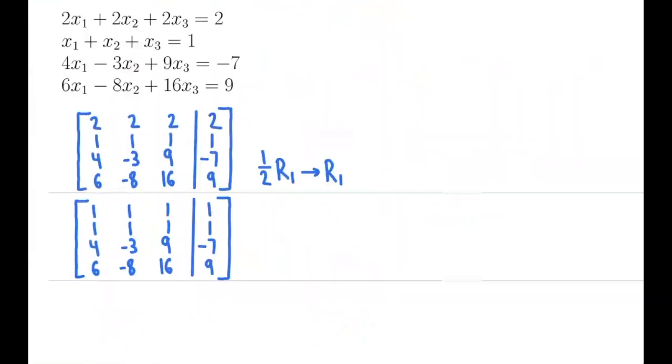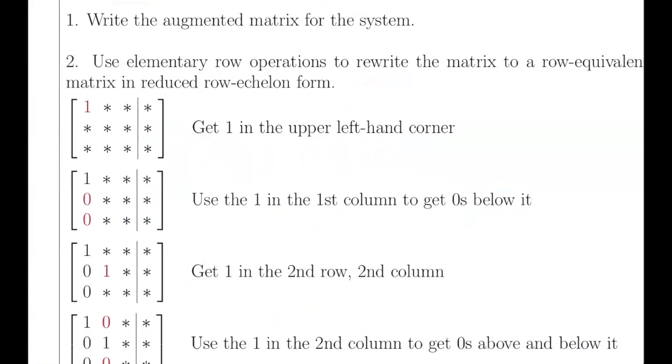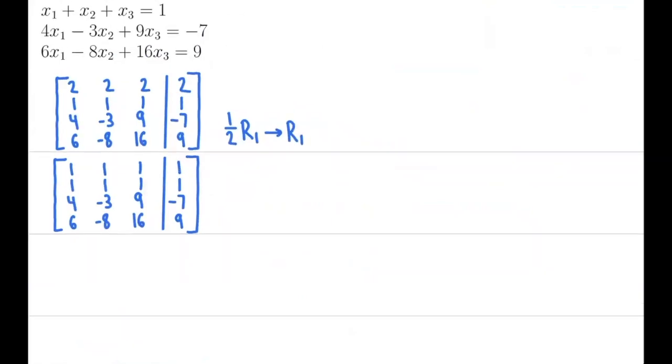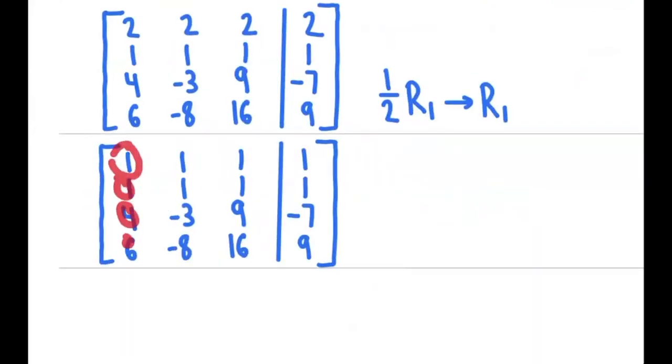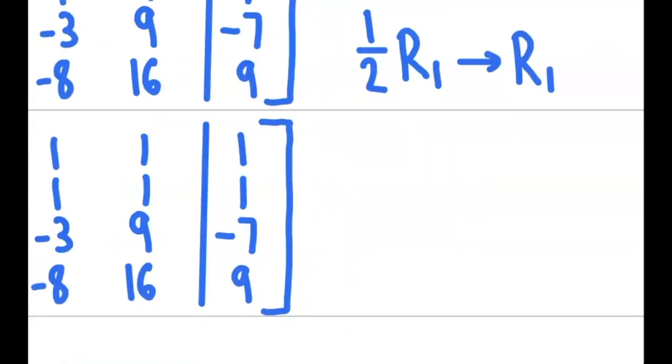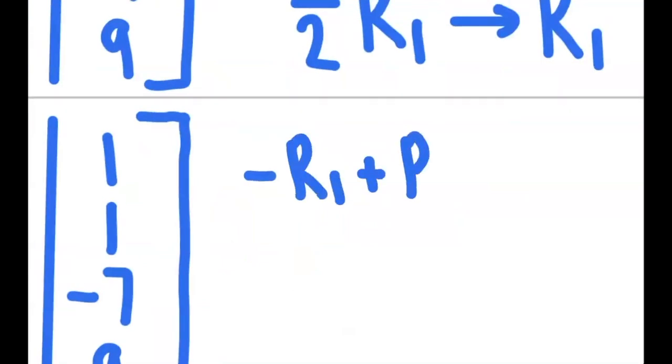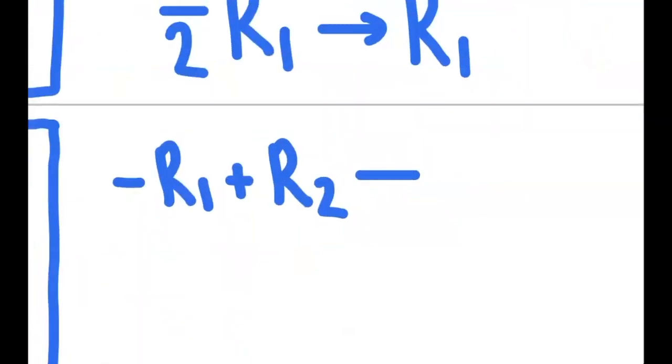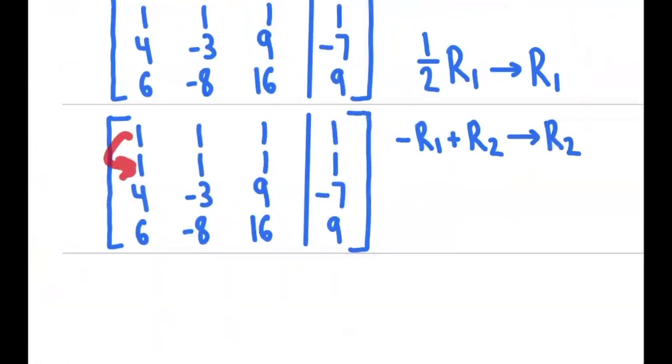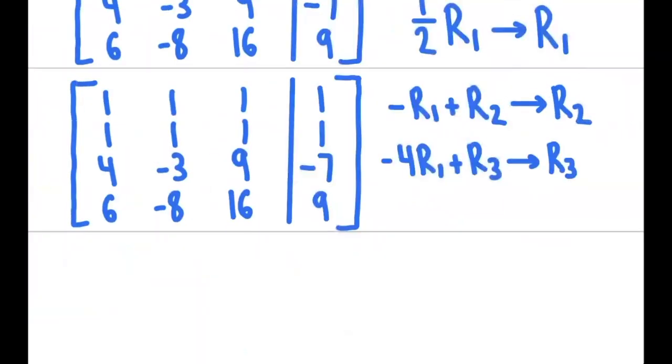So now back to my table here. I'm going to use the 1 in the first column to get zeros below it. So let's use this 1 right here and get a bunch of zeros, just like the last couple of problems. I'm going to do -1 times the first row, add that to the second row, and that's going to replace the second row. You can see that'll get me a 0 there. And then I'm going to do -4 times the first row and add it to the third row. And then -6 times the first row and add it to the fourth row.